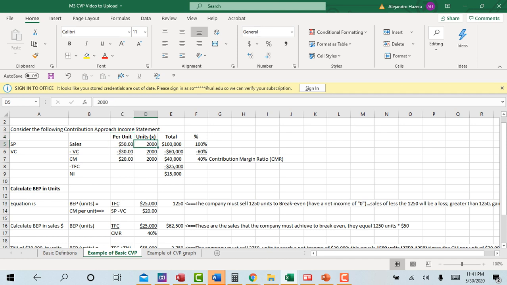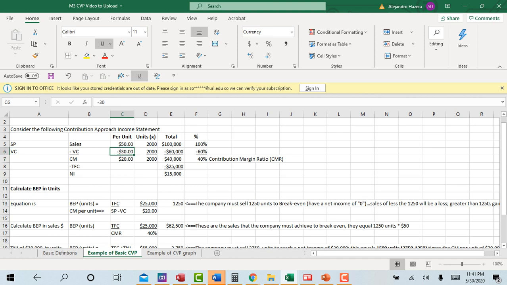The sales were 2,000 units. $50 per unit was the sales price. 100,000 total was the total sales. Variable cost per unit was 30. 60,000 was the total variable costs. Now, your contribution margin, and remember that I said this was the most important concept here, is the contribution margin.